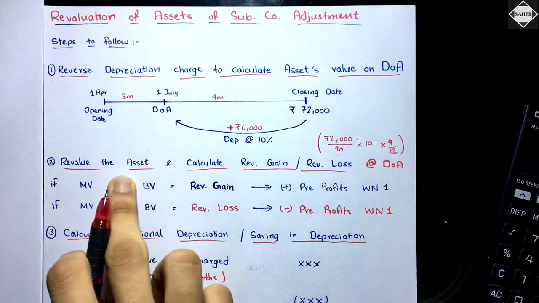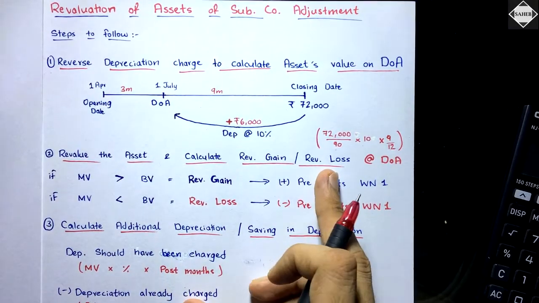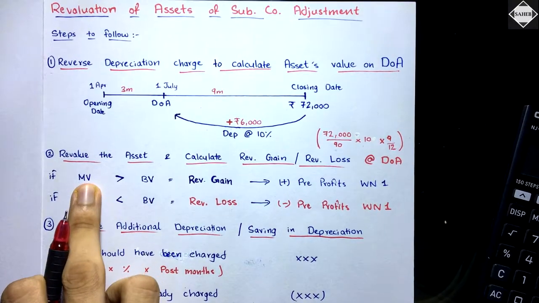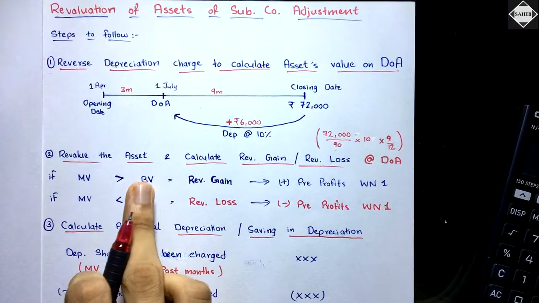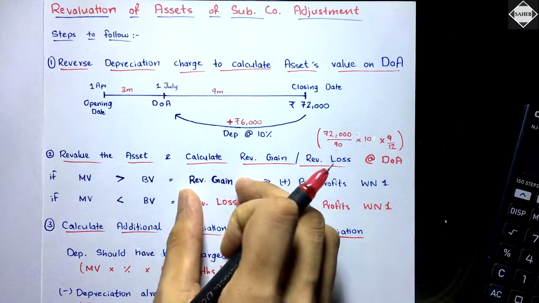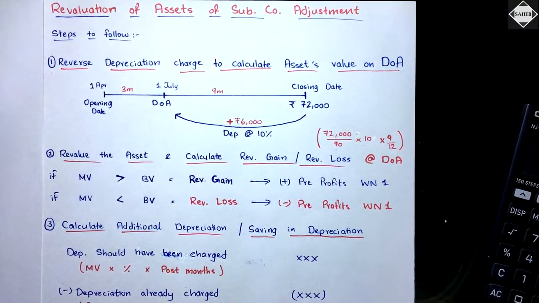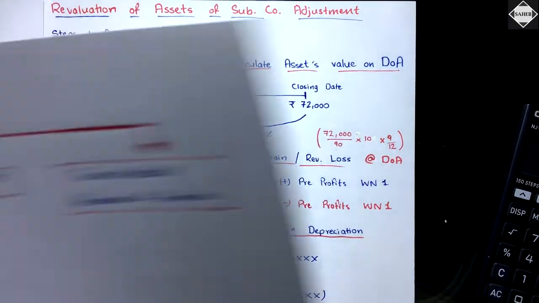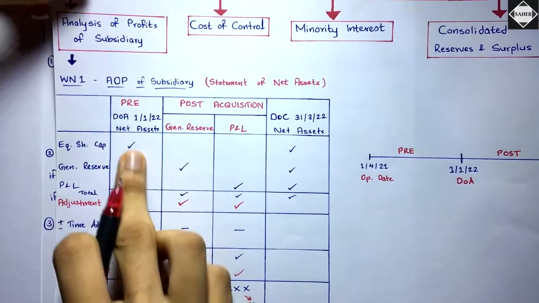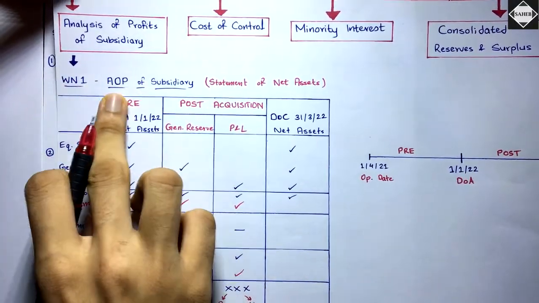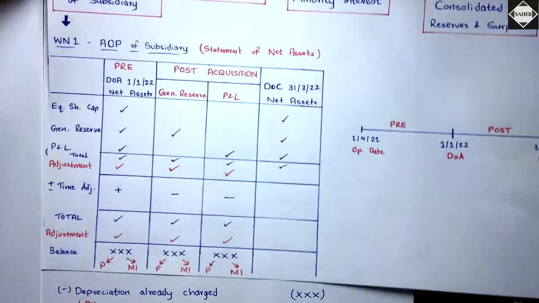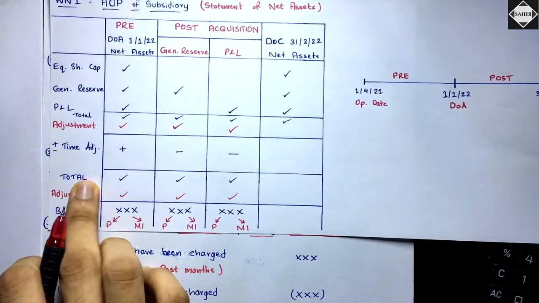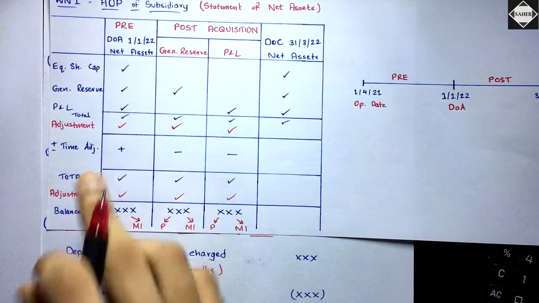See here, revalue the asset and calculate revaluation gain or revaluation loss. You just have to compare. If the market value of the asset on the date of acquisition is more than the book value on the date of acquisition, you will have a revaluation gain. What will you do with the revaluation gain? It's very simple. The revaluation gain will be taken over here, in pre-acquisition profits in working note number 1, which is the statement of net assets, or you can also call it the analysis of profits. You will just add it after the time adjustment. Remember this, after the time adjustment, okay?